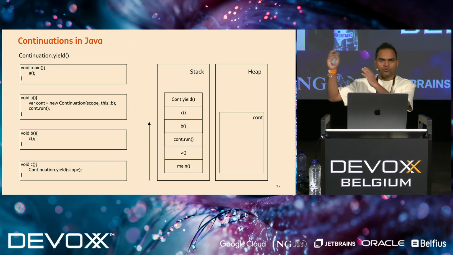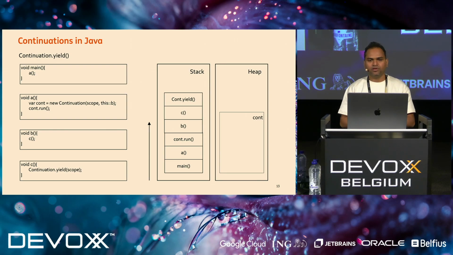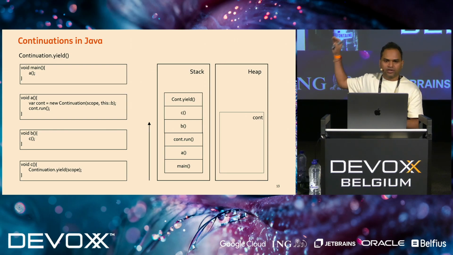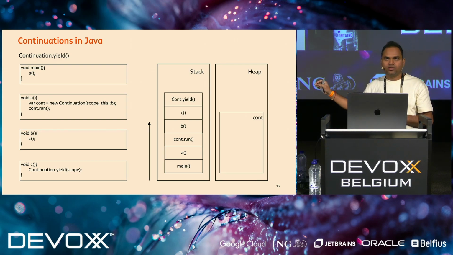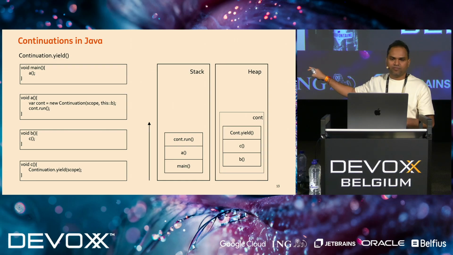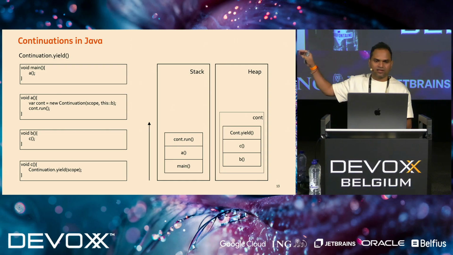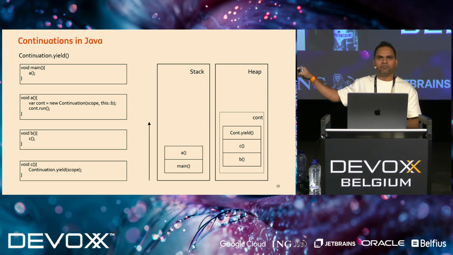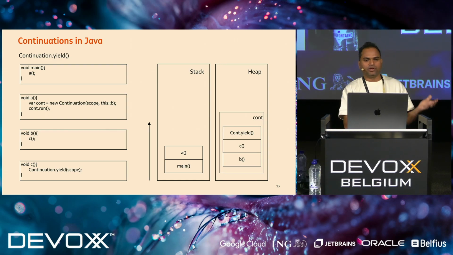Now, this is where the control should get transferred. So how is that achieved? Well, all the stack frames from continuation.yield until B are moved to the heap. In fact, they are moved to the continuation object, and they are saved there. And then on the stack, the continuation.run method returns to method A. And effectively, you have the control transferred to method A immediately after the continuation.run call. So this is how the control transfer is achieved in continuation.yield.